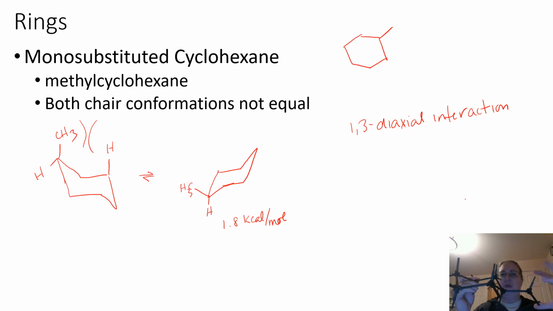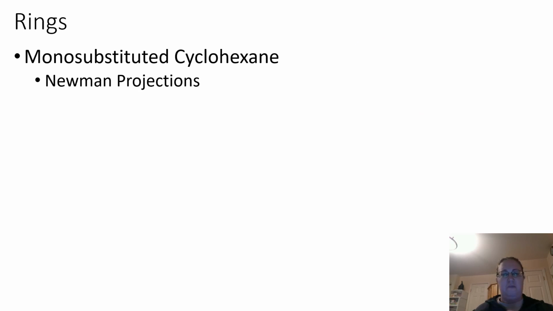So we see that when that group is in the equatorial position, we have a more stable conformation than if it is in the axial position. And we're going to see this with all of our substituted rings: when we have a mono-substituted ring, regardless of what that substituent is, the chair conformation with it in the equatorial position is going to be more stable than the chair conformation with it in the axial position.